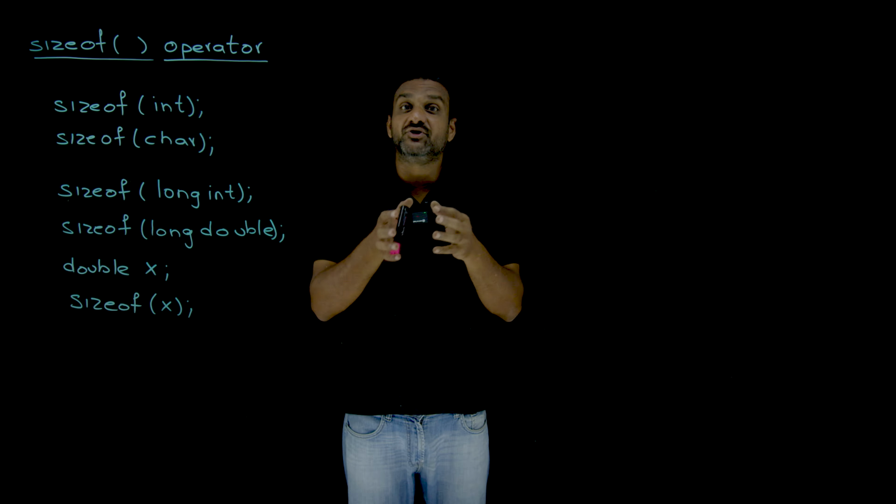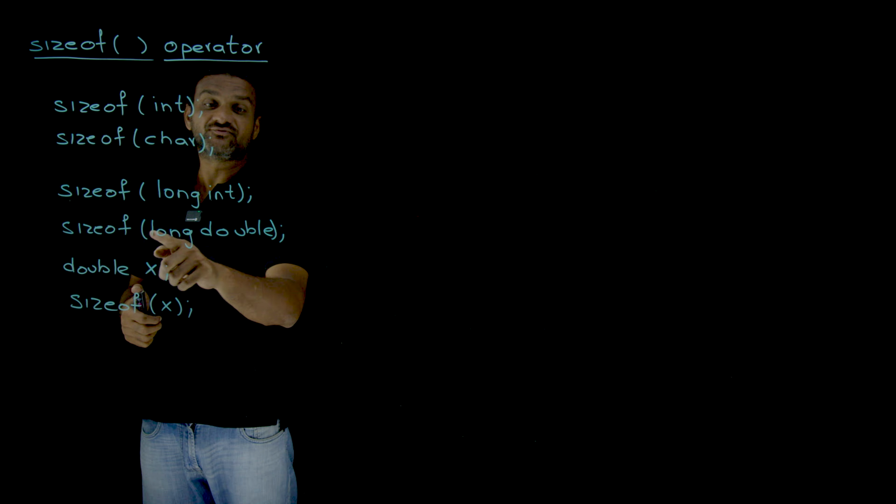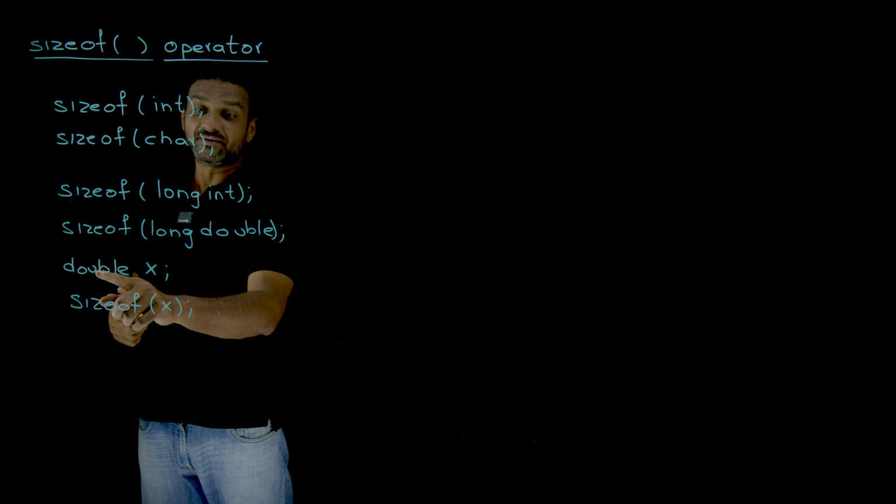So this is how the sizeof operator is used. sizeof int means we are going to get the size of an integer in that compiler. Try to understand that it is compiler dependent. Then sizeof char, sizeof long int, sizeof long double, and double x.